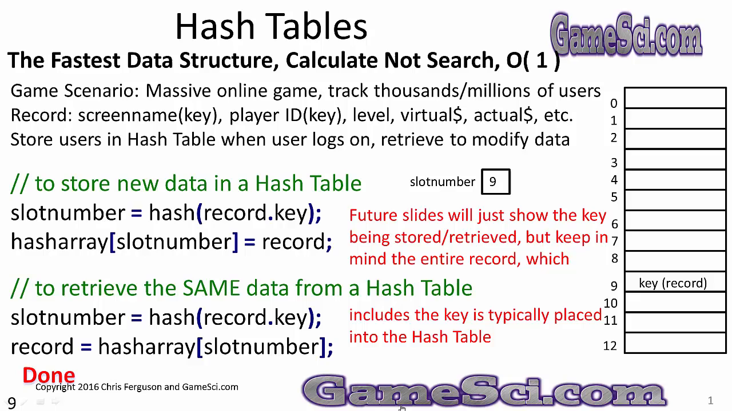Future slides will just show the key being stored and retrieved, but keep in mind the entire record, which includes the key, is typically placed into the hash table. I always use the simplest examples I can, so I'm going to show you a simple number or string stored into the hash table. But keep in mind, in a real world application, we're going to store a whole bunch more information in there.